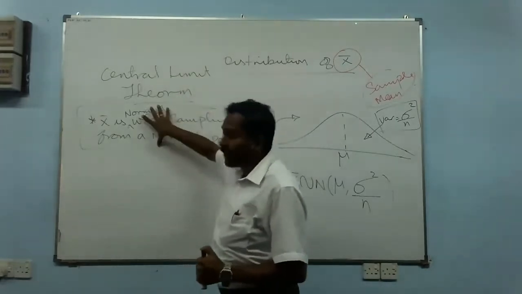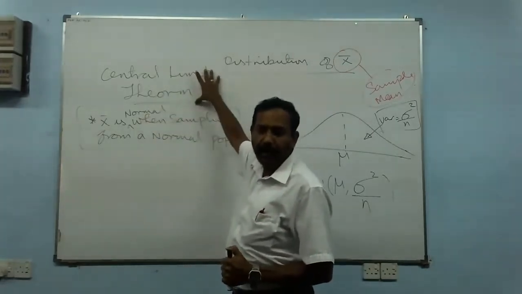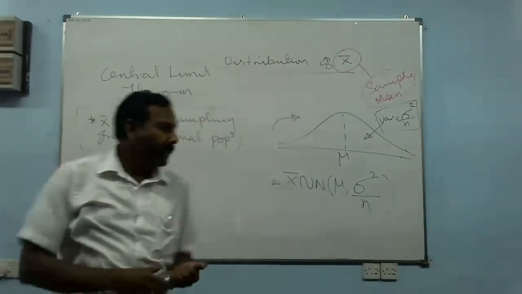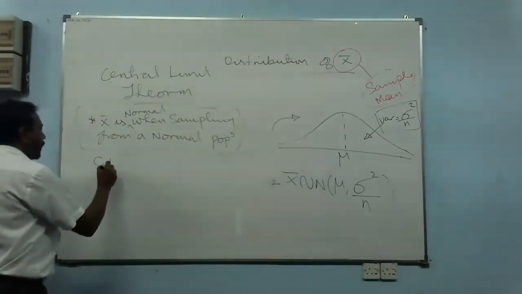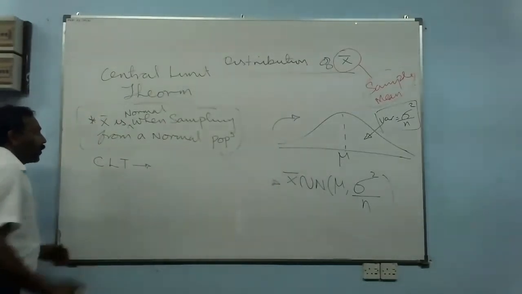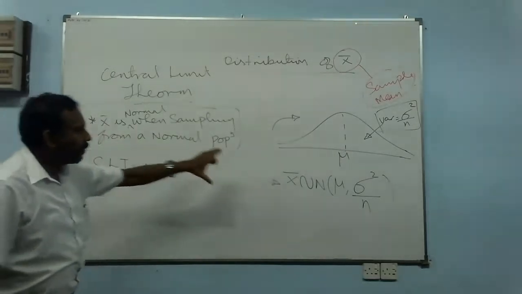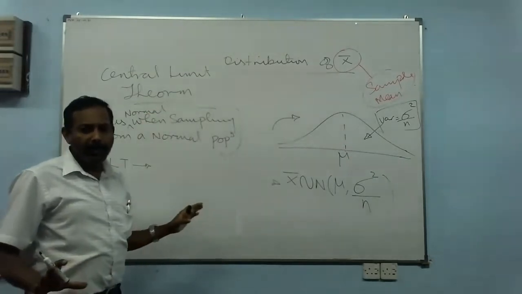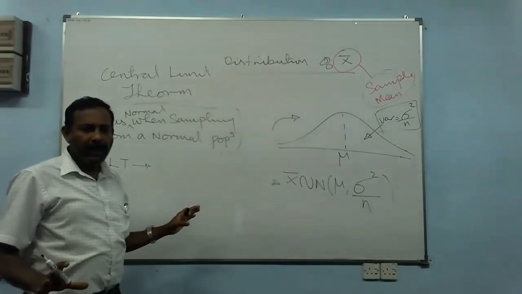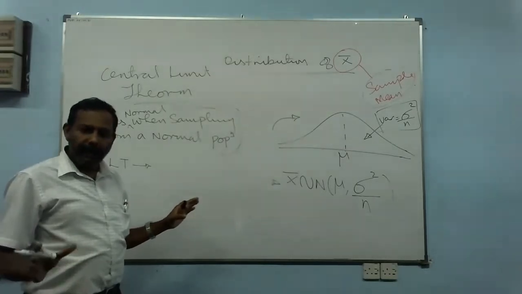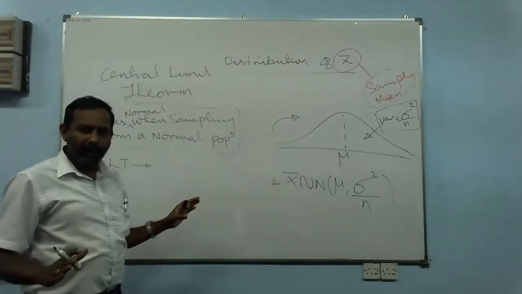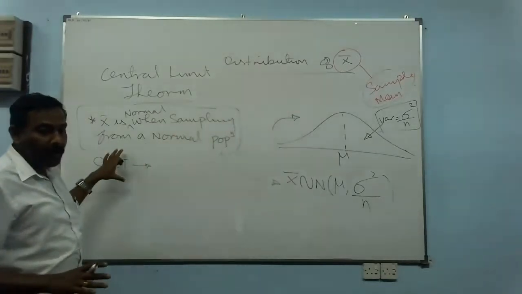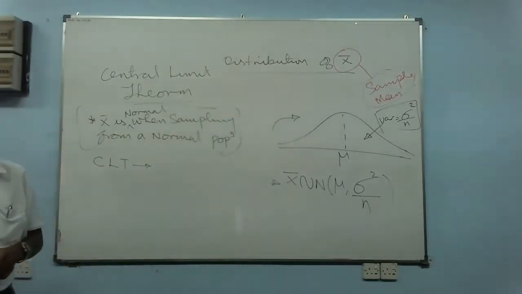But in general, I didn't talk about the central limit theorem yet. So I'm going to talk about the central limit theorem. What does this central limit theorem say? Normally we have already found out that if the parent population is normally distributed, X bar is normally distributed. This is from the earlier case. Now we are going to talk about what the central limit theorem is.